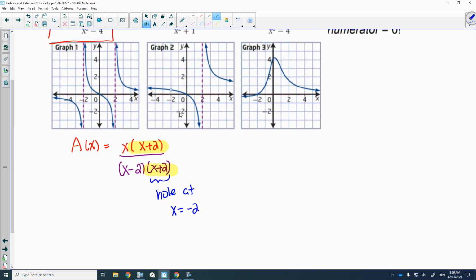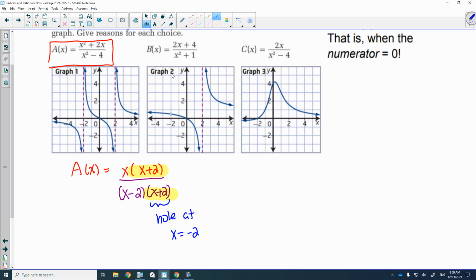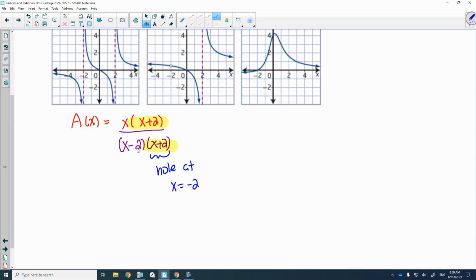I know which one it's going to be. It's going to be this graph here. But let's do a few other things, just to make sure. This x minus 2 factor is going to be a VA in your graph. You need to do this for the explain your reasoning. So there's a VA at x is equal to 2. And here's my VA. The equation of that is x is equal to 2.